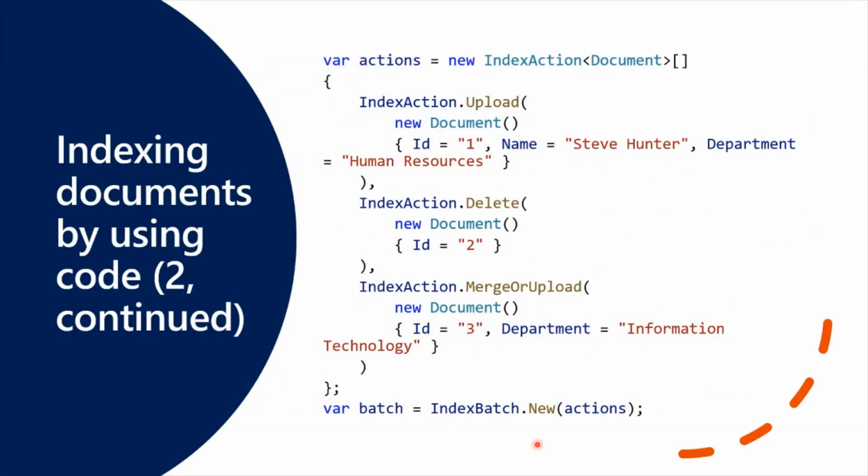Indexing documents by using code. So now once you have the indexes, you can have an index action with the type of document, which you upload. New document, you see, upload the list of documents, and then you call index batch dot new action. So in this index batch you add these new actions.